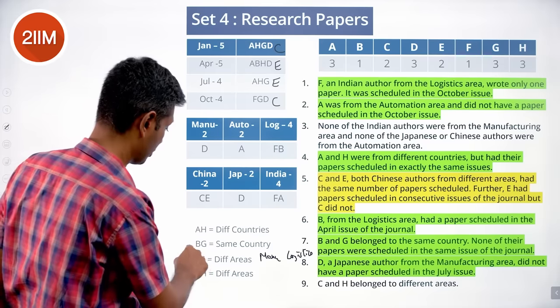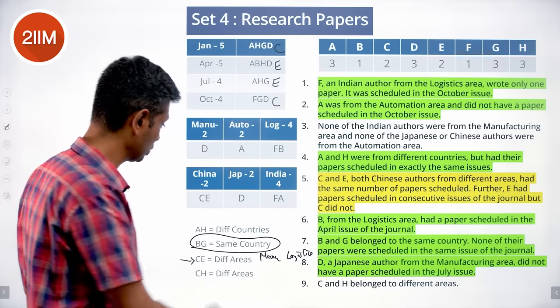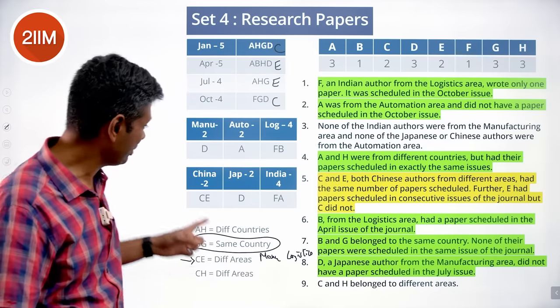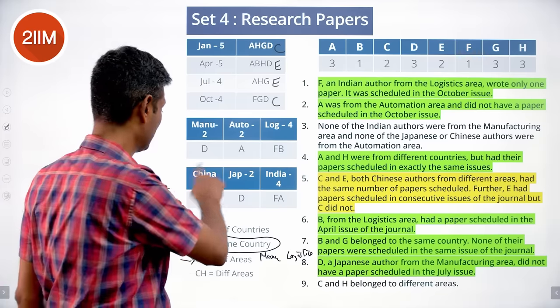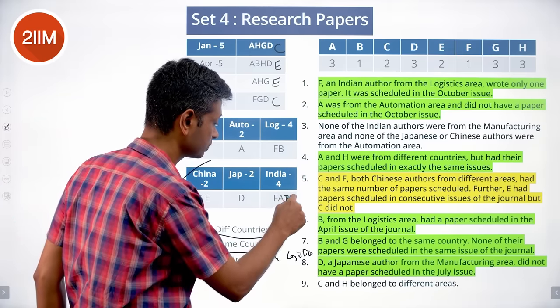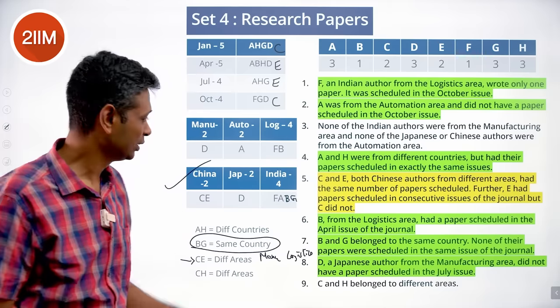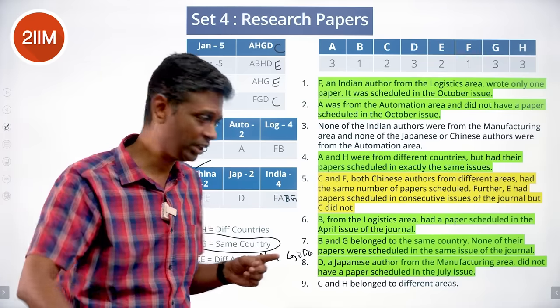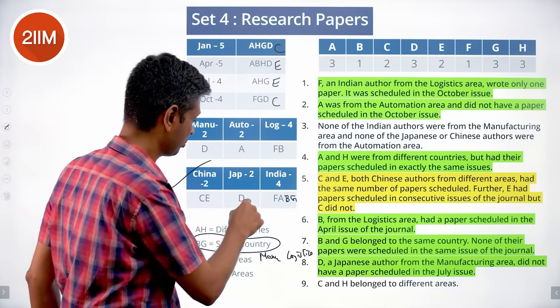I'm going to attack this next. B and G belong to the same country. BG cannot be in China. China is accounted for. They cannot be in Japan. Only two are BG sit here. Brilliant. So FABG, the Indian contingent, is completely filled. This is CE. So Japan should be DH.